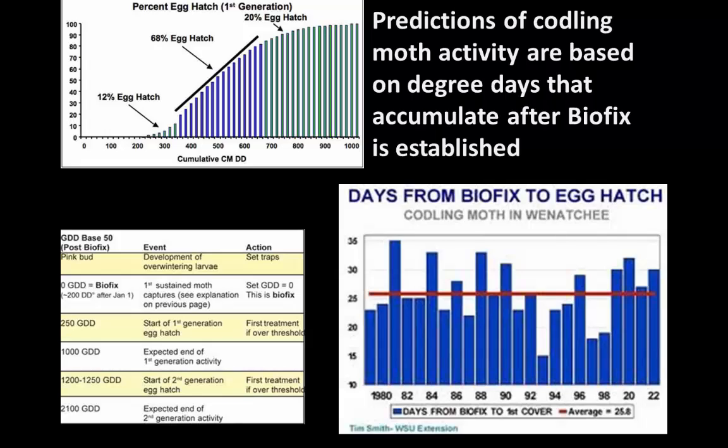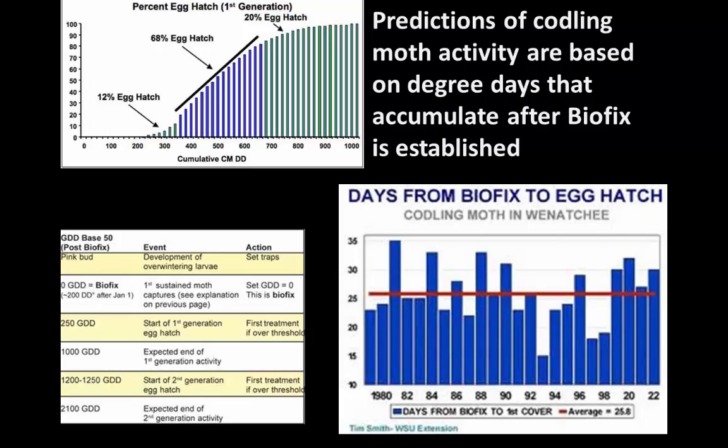So the predictions of codling moth activity are based on degree days that accumulate after biofix, and the beginning of the first generation egg hatch, the beginning of when you're first going to get eggs hatching, is about 250 growing degree days after biofix. In the graph on the lower right from Washington State, it indicates that it usually takes about 26 days after the biofix has been established before you're going to start to get egg hatch.